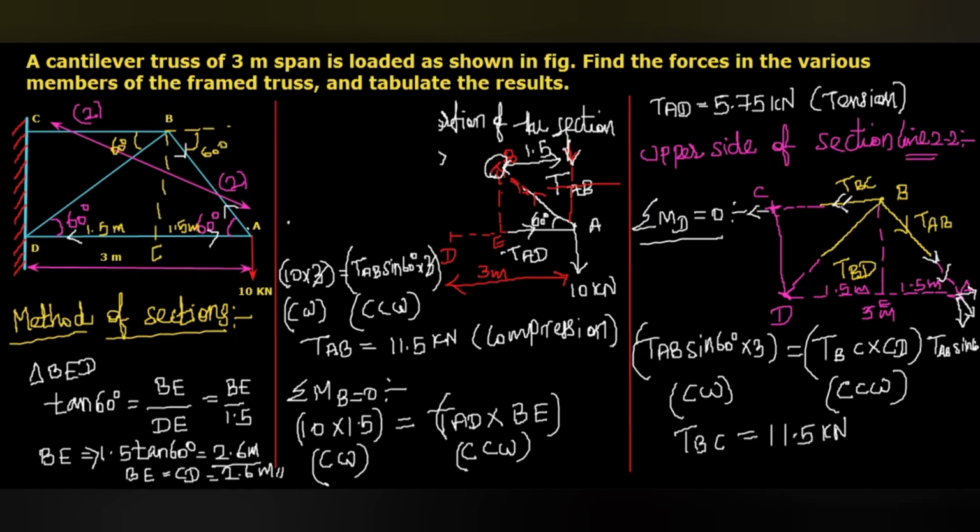And here you can see, from the point B it is acting outward, so from the point C also it is acting outward. So it will be compressive in nature. Okay, so the only unknown, BD, we are going to calculate. For that, we are going to take moment about the point C.